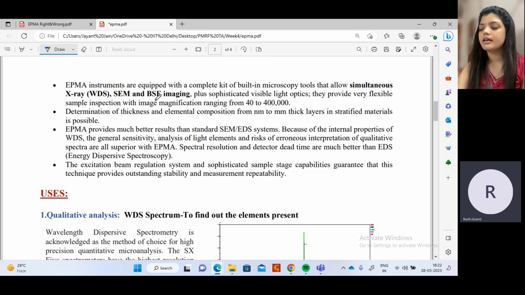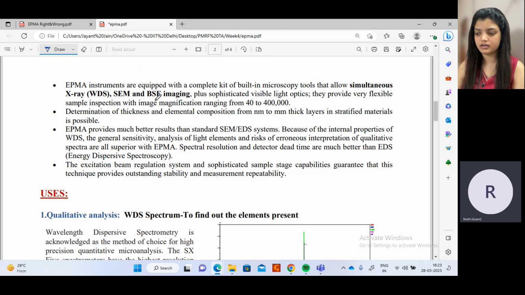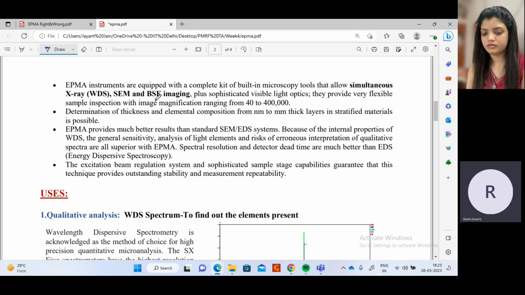SEM secondary imaging, backscatter imaging, and WDS can be operated at the same time, and you can get both images at the same time. You don't have to keep a BSE detector and then take the image. Those problems will not be there in EPMA. In the case of FESEM, if you detect the SE image, you will not be able to get the BSE image, and if you want the BSE image, you will not be able to get the SE image. You have to remove the detector to get the other image. Simultaneous imaging is possible in EPMA.